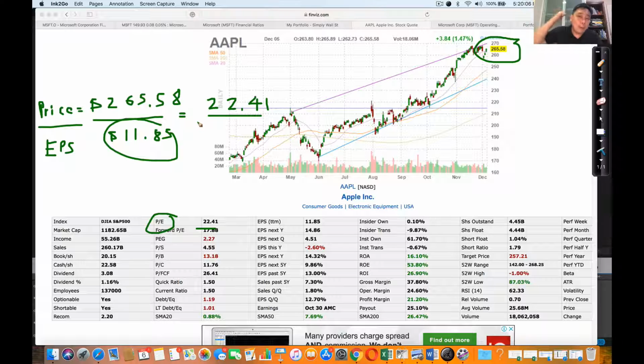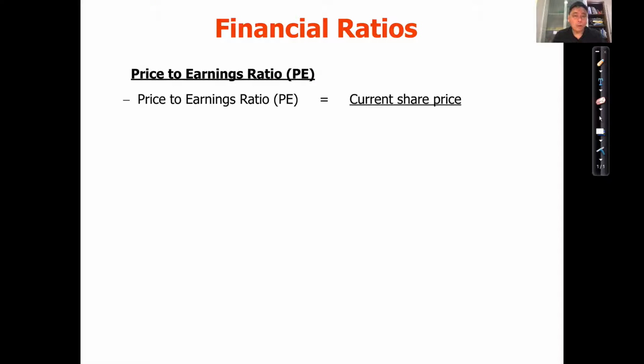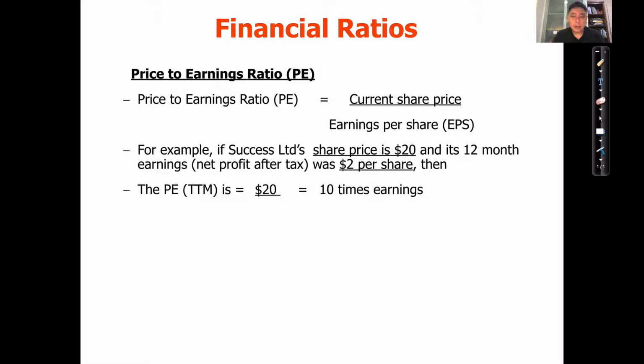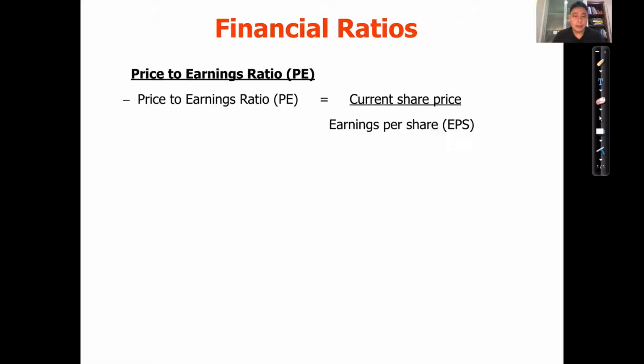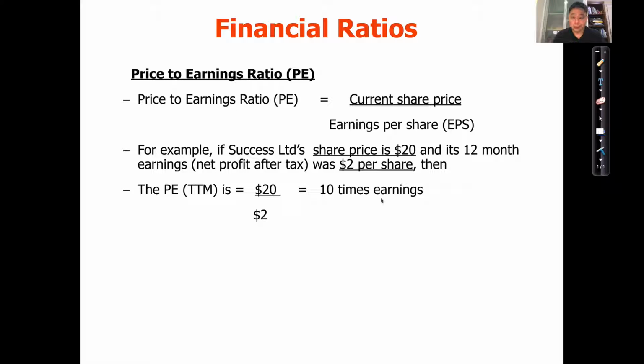And that's why people are willing to pay a higher price to buy the shares today. Hence, you have a PE ratio of 22 times in this case. All right, so over here, you can see the PE ratio, which is again the current share price divided by the earnings per share. So in this case, you get 10 times earnings for this example over here.